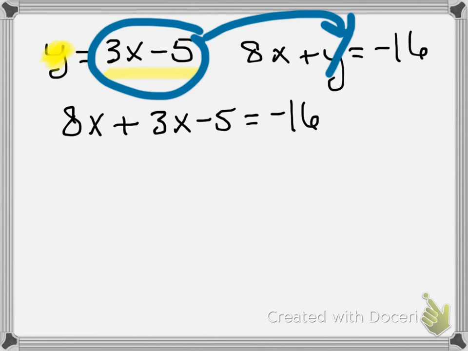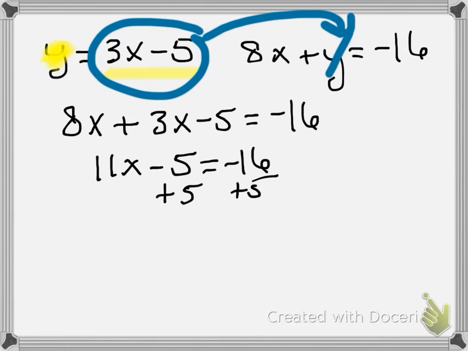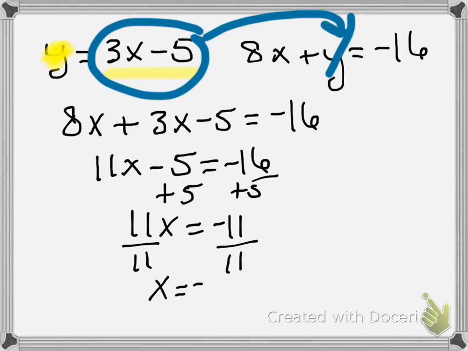Now it's just solving an equation as you normally would. Combine like terms on the same side. 8x plus 3x gives me 11x minus 5 is equal to negative 16. Adding 5 to both sides to isolate my variable, 11x is equal to negative 11, or x is equal to negative 1.